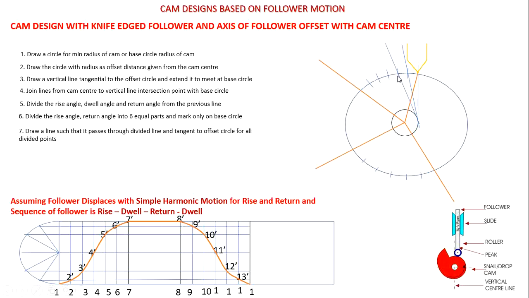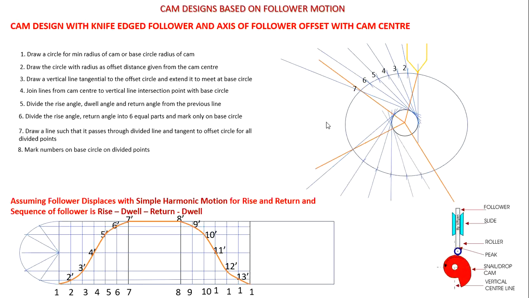Similarly, we have to draw a line. The line must be tangent to this offset circle as well as pass through this point. So the third step, fourth, fifth, sixth, and everywhere we have to do the same thing. From here also a line should be drawn that must be tangent to the offset circle and at the same time pass through this point. Like this. Fourth step, fifth, sixth, 7 up to 14. Next we have to mark numbers on all the points: 1, 2, 3, 4, 5, 6, 7, equivalent to the numbers represented in the displacement diagram over here. Now we have to transfer this distance.